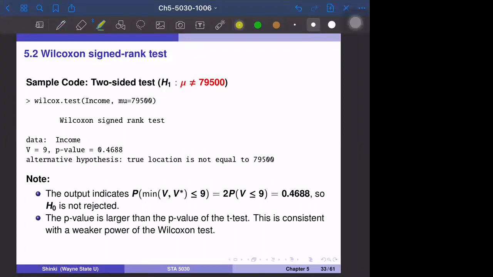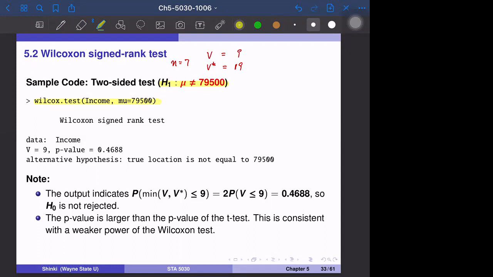Remember that we have the summation of positive ranks and the summation of negative ranks. The summation of positive ranks is denoted as V, and V asterisk is 19. Remember that we have 7 observations, so the sum of V and V asterisk is always 28. If V is too small or too large, we may reject the null hypothesis that mu is equal to 79,500. That test can be done by this wilcox.test function.